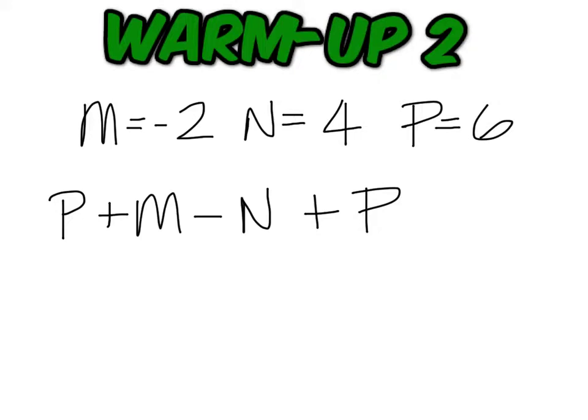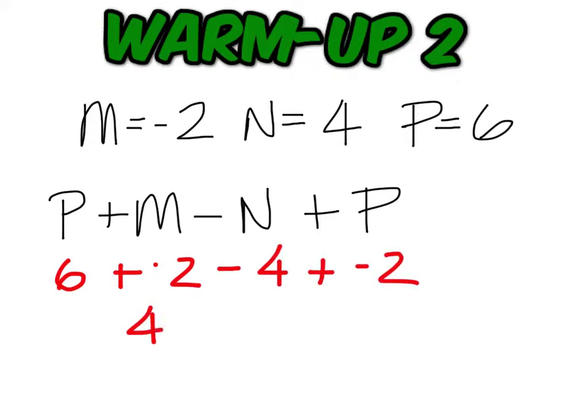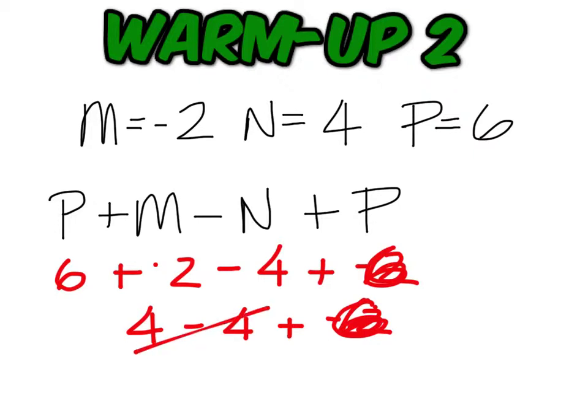On this problem, you should have 6 plus a negative 2, and then minus 4 plus a negative 2. This is going to be 4 minus 4 plus a negative 2. And that should be 6 on the back end, not a negative 2. It should be a 6. This cancels out to 0, so you are left with 6.